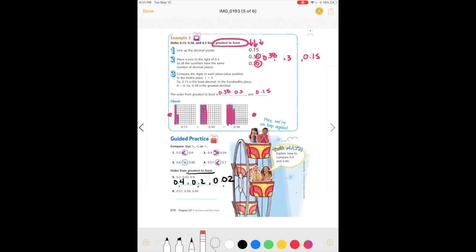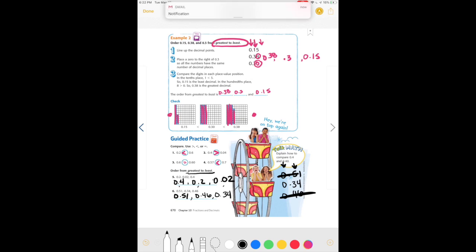Move over to the next one, number 6. Line them up. 51/100, 34/100, 46/100. Okay, we're looking at the 1s first. They're all 0s. That's not telling us anything. Come over here. What's the highest number? 5. So our greatest is going to be 51/100. And I'm going to mark it out because we already did it. Now, which one is higher, 3 or 4? 4. So that's what comes next, 46/100. Mark it out. And that leaves 34/100 as our least high.